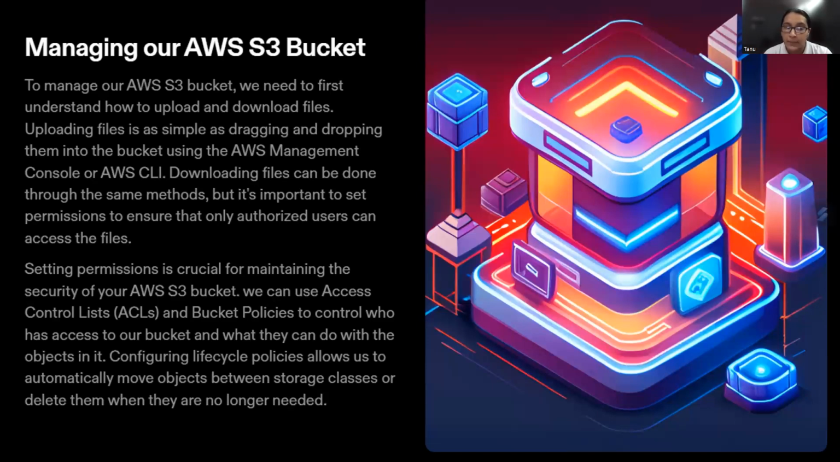Setting permissions is crucial for maintaining the security of our AWS S3 bucket. We can use access control lists and bucket policies to manage our AWS S3 buckets. Configuring lifecycle policies allows us to automatically move objects between storage classes or delete them when they are no longer needed. So these are the processes of how to manage our AWS S3 bucket.